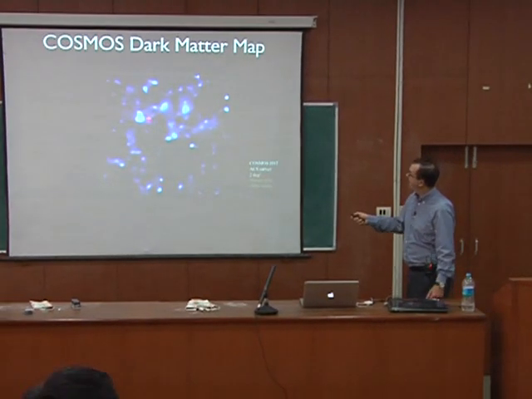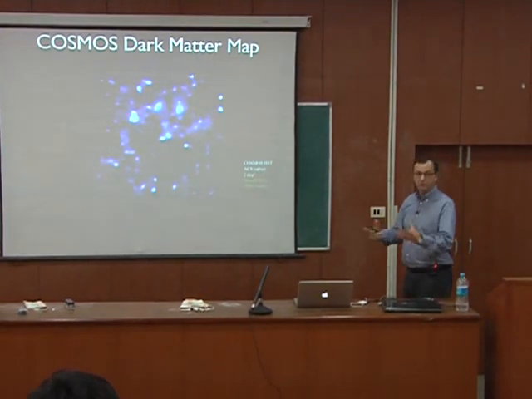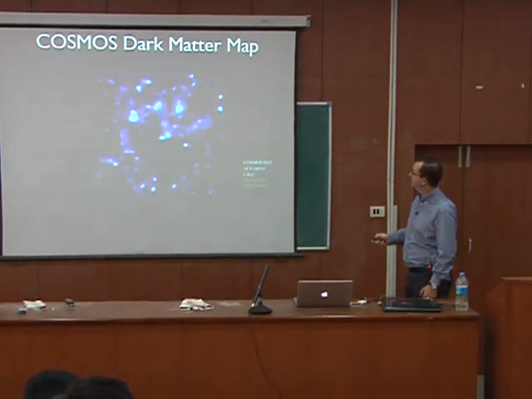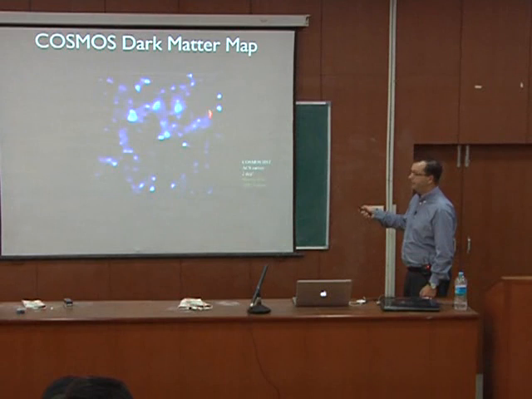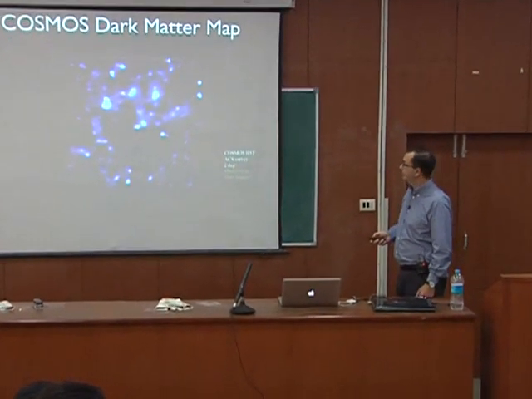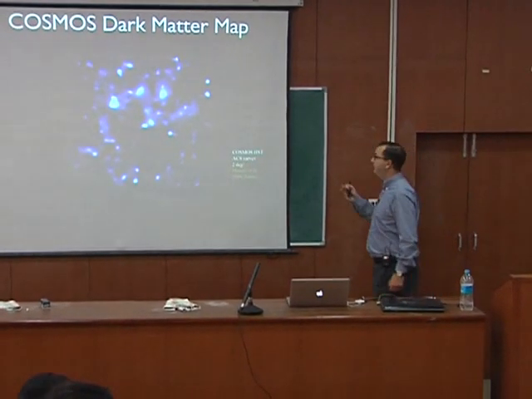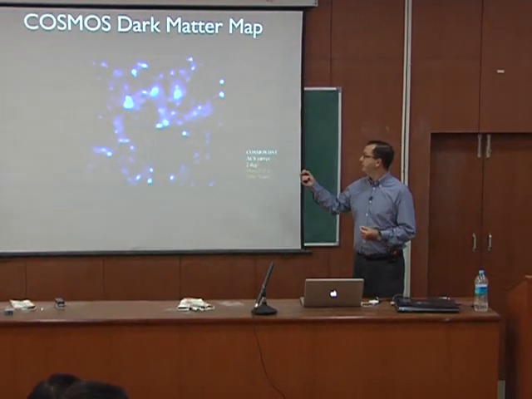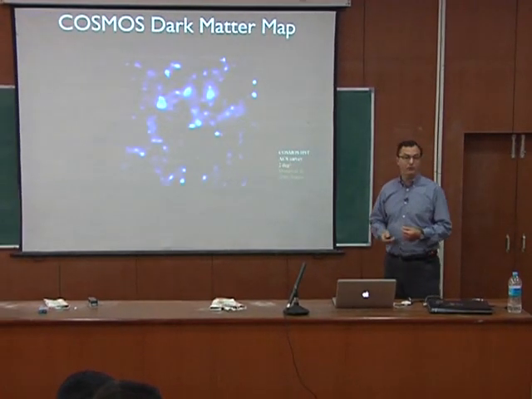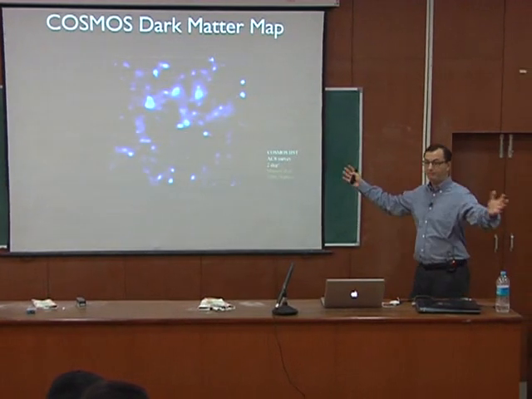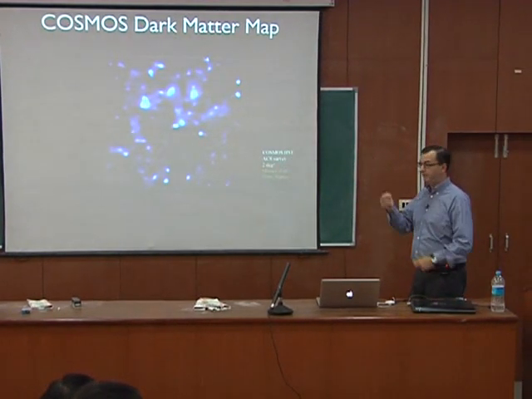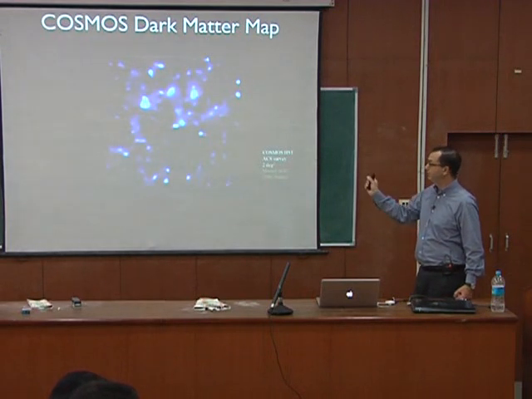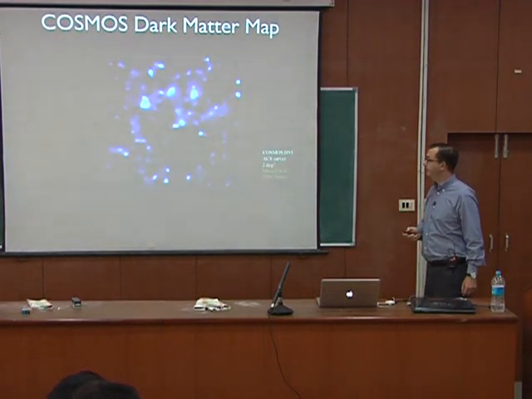As before, the light blue regions correspond to overdensities, and the dark blue regions correspond to underdensities. And you see a complicated pattern of structures. This is the deepest map that we have. By deepest I mean where the signal per unit area is the largest. We now have maps that are much larger in the sky, but they don't have the same sensitivity per unit area.